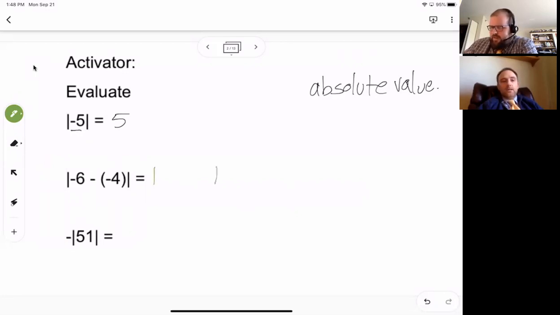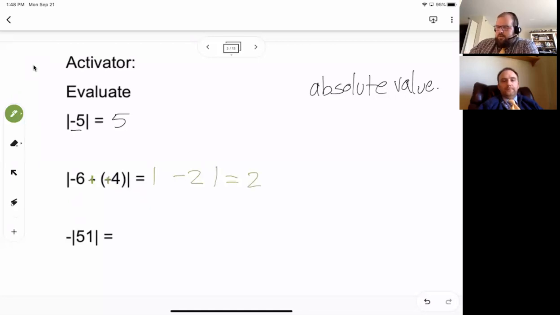So I've got to do the inside stuff first. -6 minus -4. Oh man, I'm going to minus a negative. I'm going to change it to plus a positive. I think that's a little bit easier to think about. I agree. -6 plus 4 I know is going to be -2. And then absolute value makes that +2.